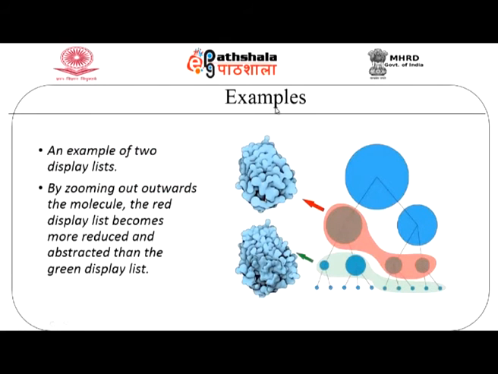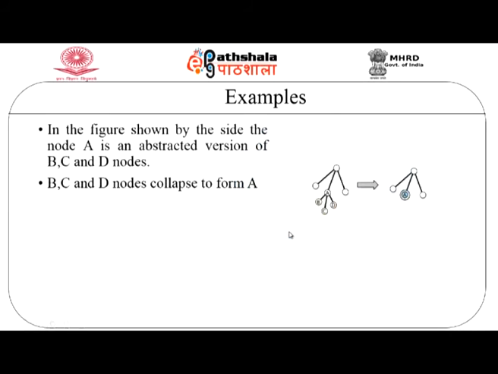The next example of visualization abstraction is shown here. Here there is an example of two display lists. By zooming outwards, the red display list becomes more reduced and abstracted when compared to the green display list, which has more details when compared to the red display list. The next example is the one being shown here.